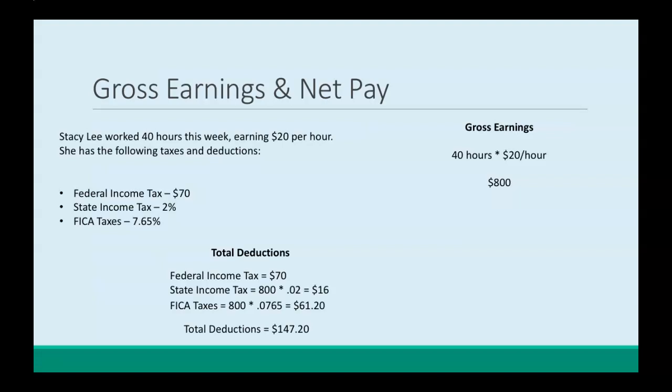So if we add up those three taxes, we see that our total deductions in this case are $147.20. So now we have the information to find our net pay. Net pay will be your gross earnings minus your total deductions. So the net pay here, the amount that will be on the paycheck itself, is $652.80.